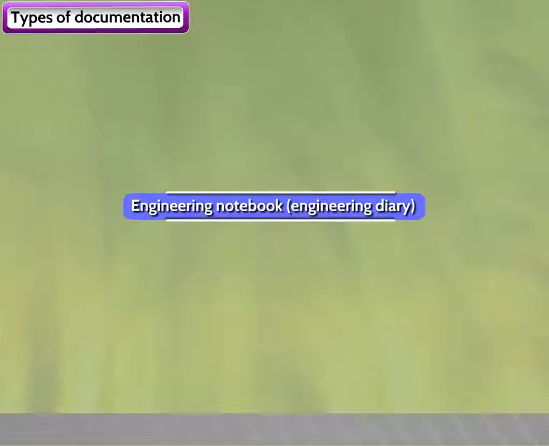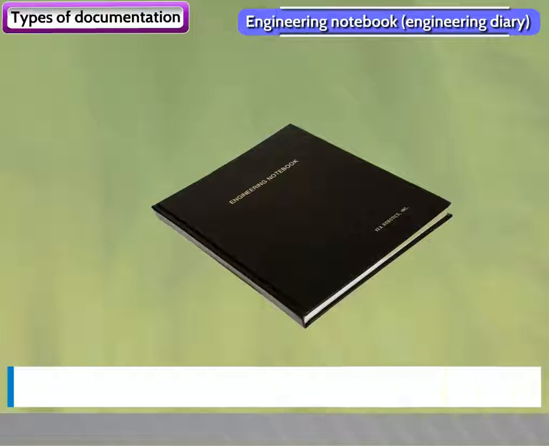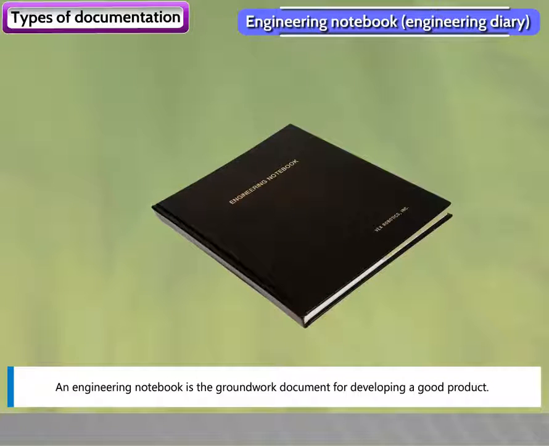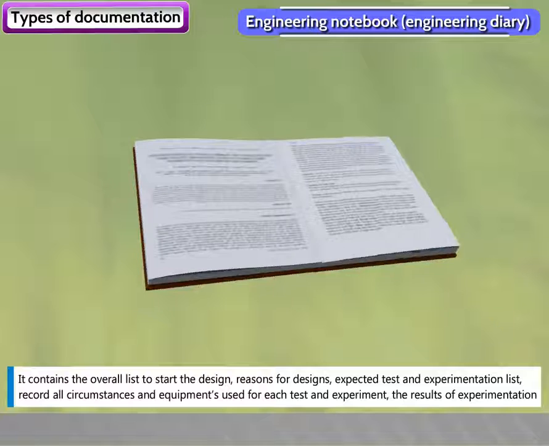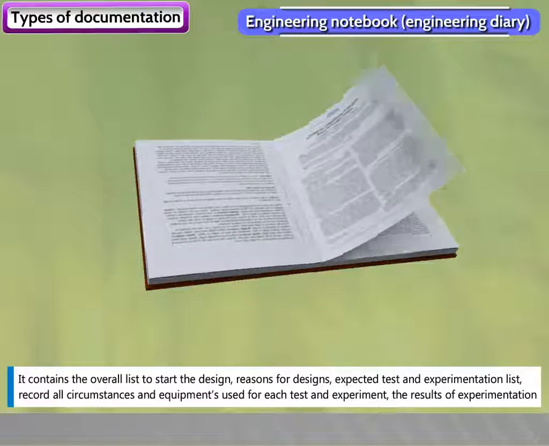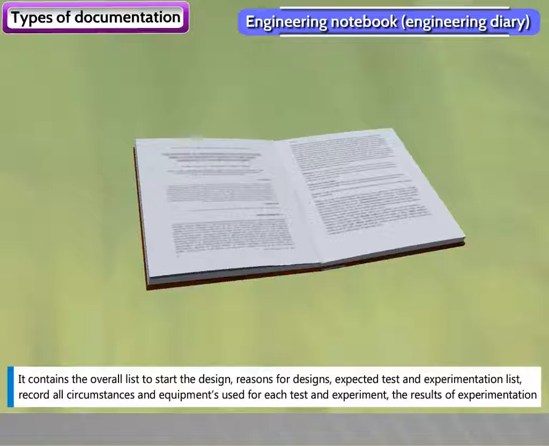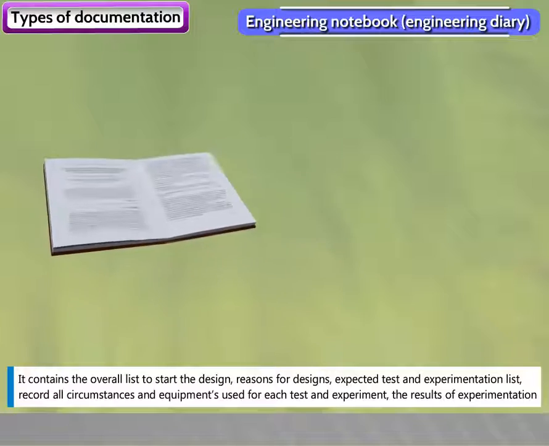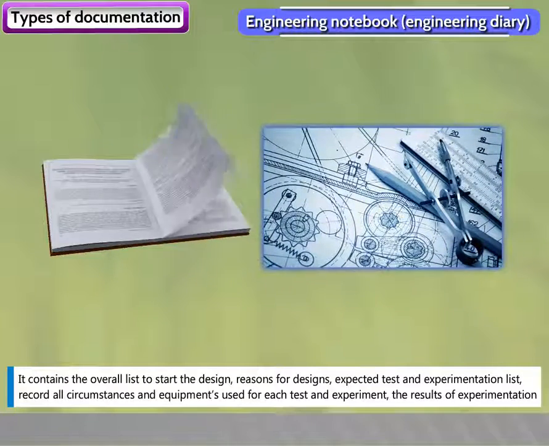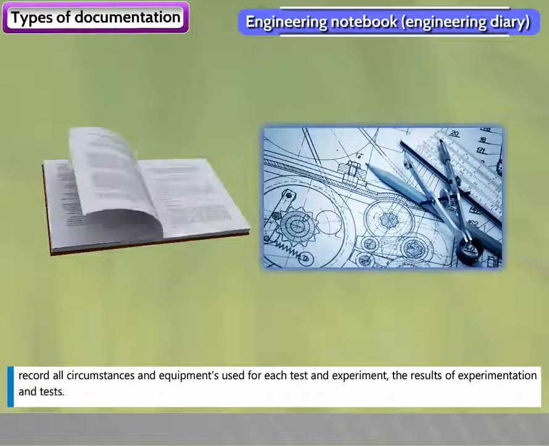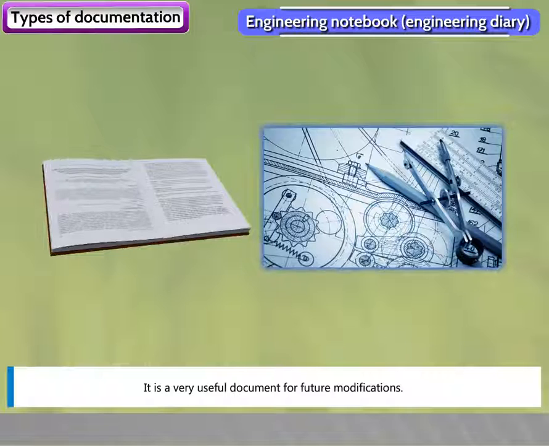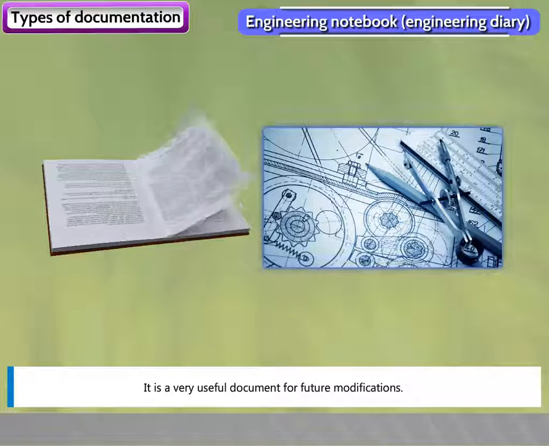Engineering notebook, that is engineering diary. An engineering notebook is the groundwork document for developing a good product. It contains the overall list to start the design, reasons for designs, expected test and experimentation list, record of all circumstances and equipment used for each test and experiment, and the results of experimentation and test.